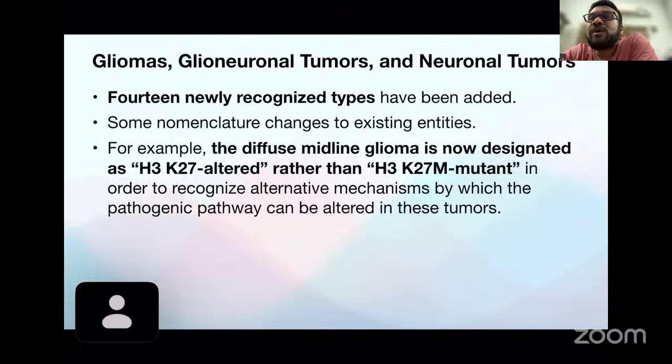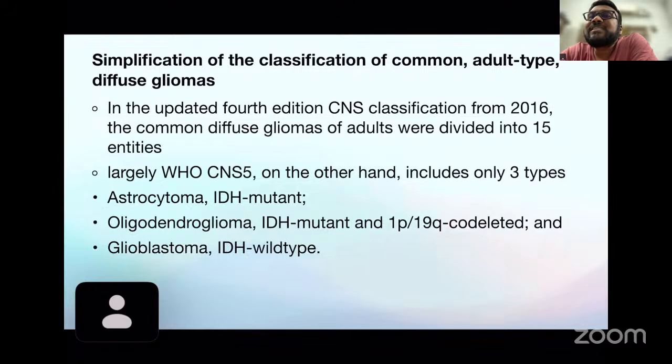Earlier the gliomas classification was quite different. Now 14 newly recognized types have been added, and the existing nomenclature has also been changed. For example, earlier we used to have the diffuse midline glioma H3K27 mutant. Now it is called H3K27 altered, because it is to recognize the alternative mechanisms by which the pathogenic pathway can be altered in these tumors. In that way, some names have been changed. I am only going to discuss the important things here. So the classification is now simple.